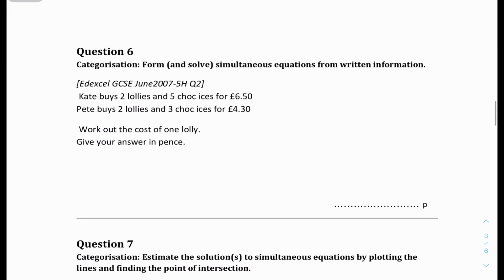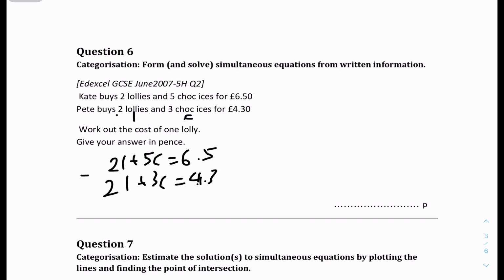Then we have question 6. Kate buys 2 lollies and 5 of these for 6.50, and this and this. So let's just use L for lollies and C for this. So it will be 2L plus 5C equals 6.5. And 2L plus 3C will be 4.3. We can subtract to get 2C equals 6.5 minus 4.3, which gets us 2.2. Therefore divide 2.2 by 2 to get C, which is 1.1. Like so.